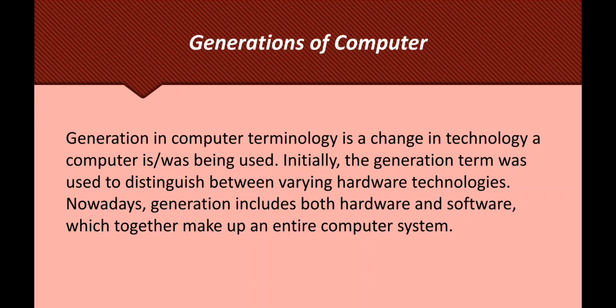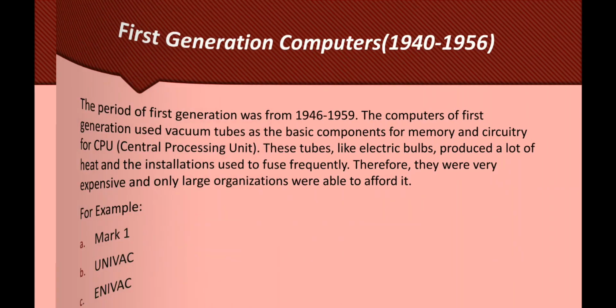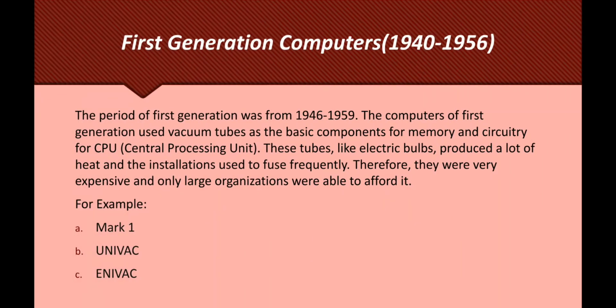Okay, so let's discuss the first generation. During the period of 1940 to 1956, remember, from 1940 to 1956, first generation computers were developed. They used vacuum tubes as a processor. They were using the vacuum tubes as the basic components for memory and circuitry for the CPU. To store the data and to process the data, they used vacuum tubes, right?